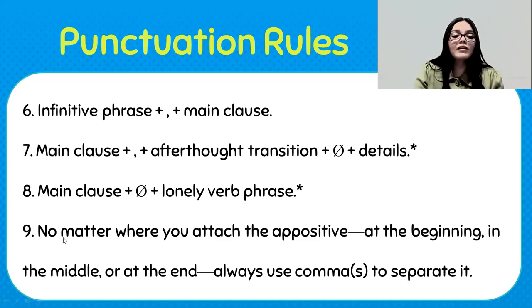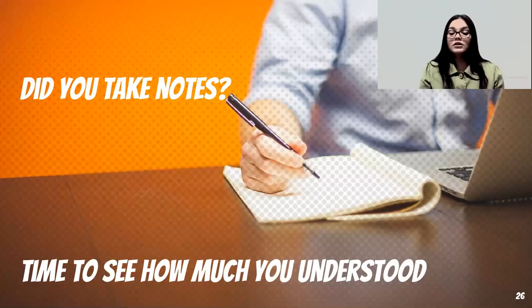Then we have that no matter where you attach the appositive, at the beginning, in the middle, or at the end, it should always be set off by commas. You separate it from the rest of the sentence. You separate it from the main clause by adding commas because this is extra information. That was pretty much what we had to do in this second video. Thank you very much for watching.